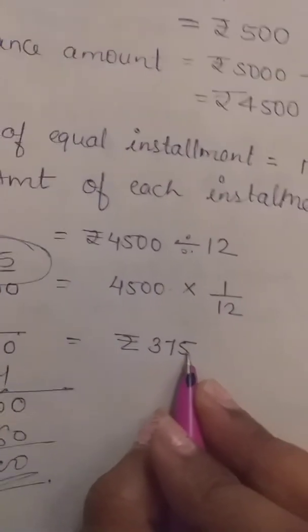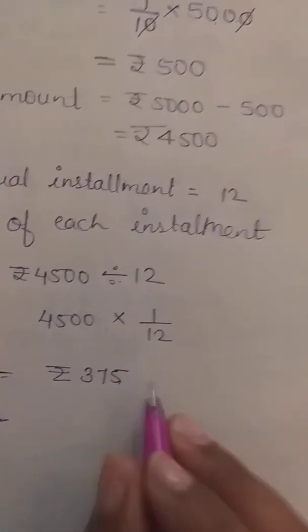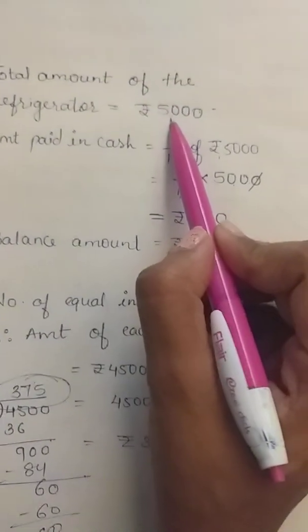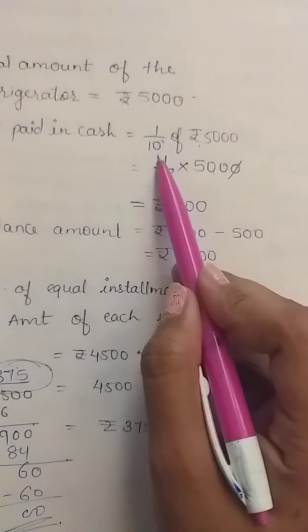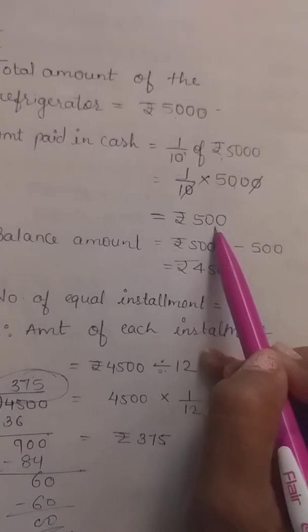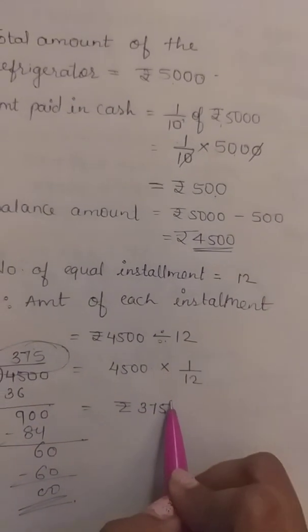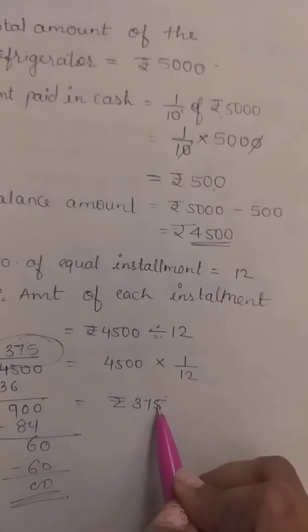So rupees 375 he has to pay each month. Okay, I'll explain again. The total amount of the refrigerator is 5,000. From that 5,000 he paid 1/10, that is 1 by 10 of 5,000, that is 500 in cash, and the rest of the amount, that is 4,500, he has to pay in 12 equal installments, so divide by 12.